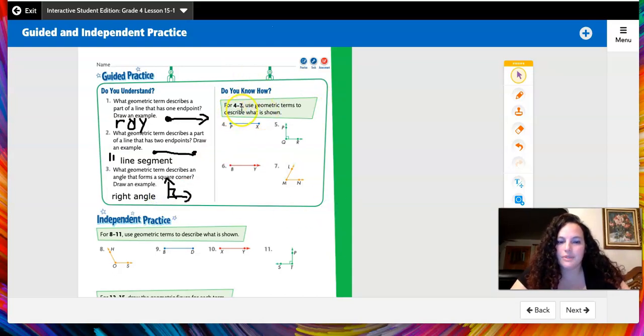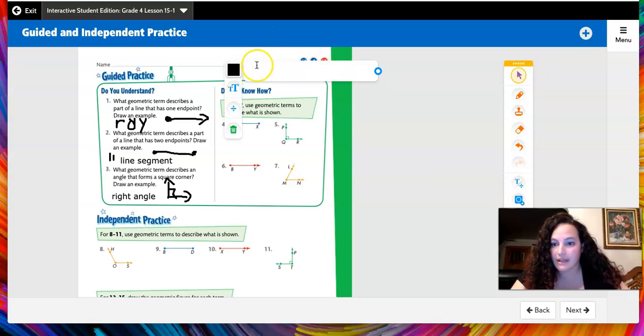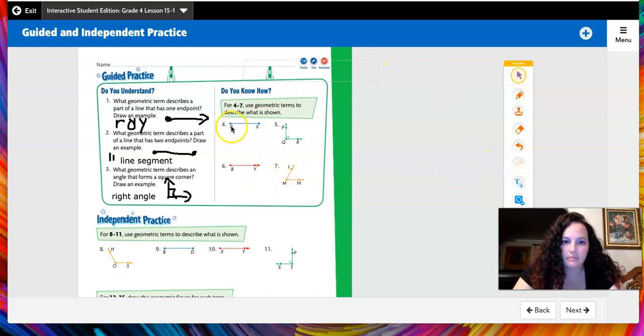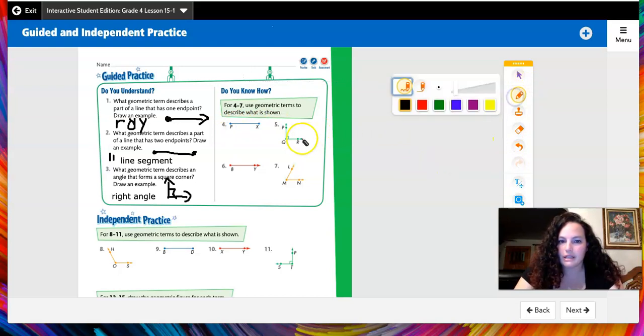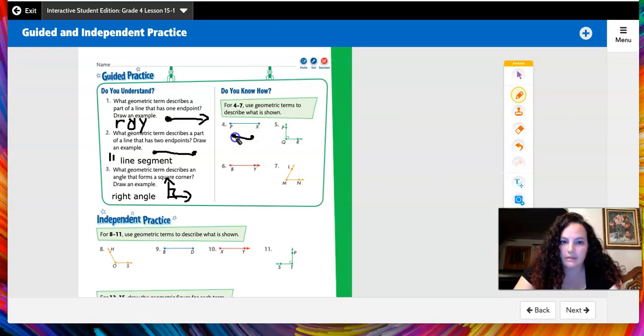Now for 4 through 7, you're going to use geometric terms to describe what is shown. So we're going to use a text box for this. Remember, I want you to do these on your own, then come back and check them with me. So number 4, this is going to be a line segment PX. So I'm going to draw it like this. This is how you're going to say it. You're going to say line segment PX.